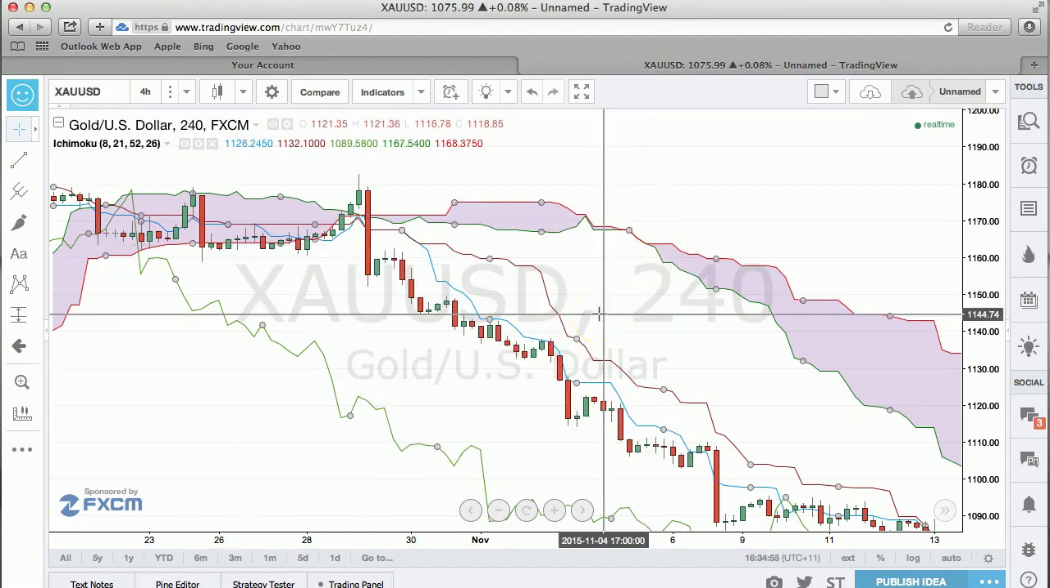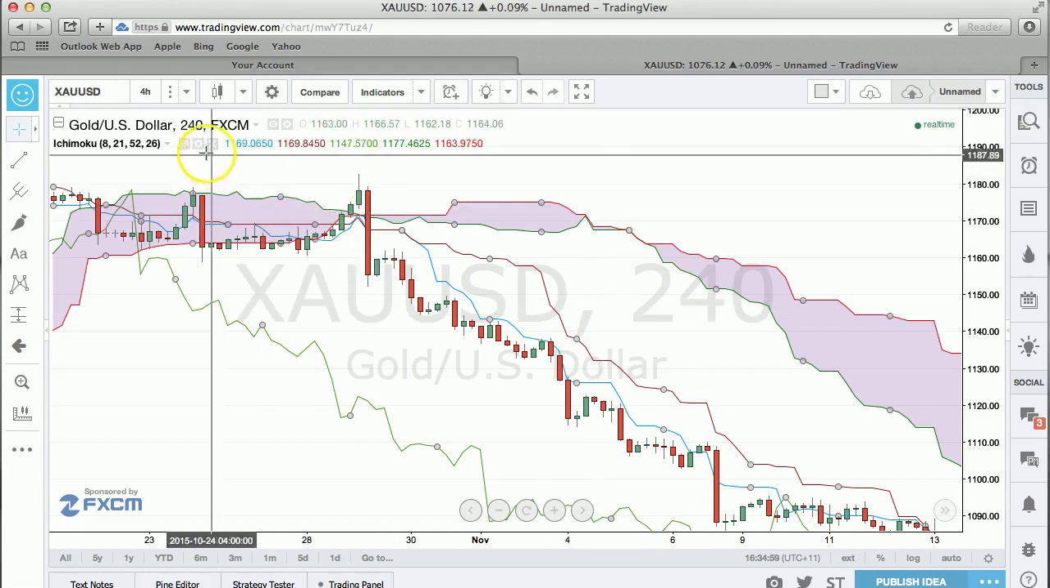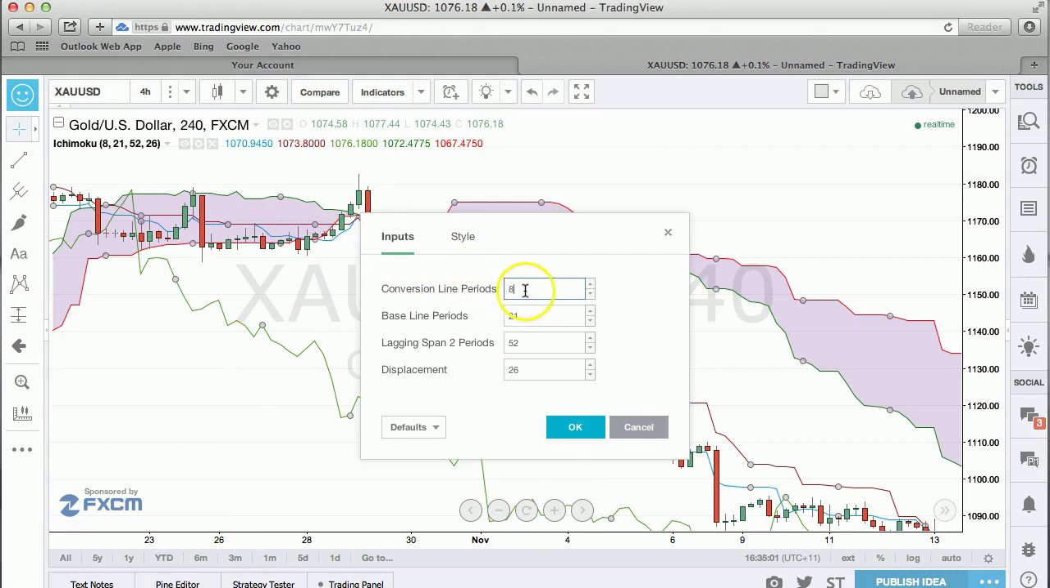For the conversion line, I want you to use the setting 8. Basically, this means it's taking the previous 8 periods, taking the average of the highest high and the lowest low, and then plotting it.